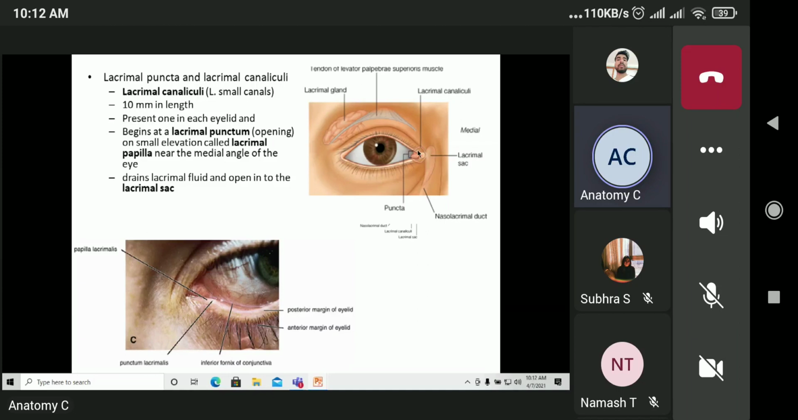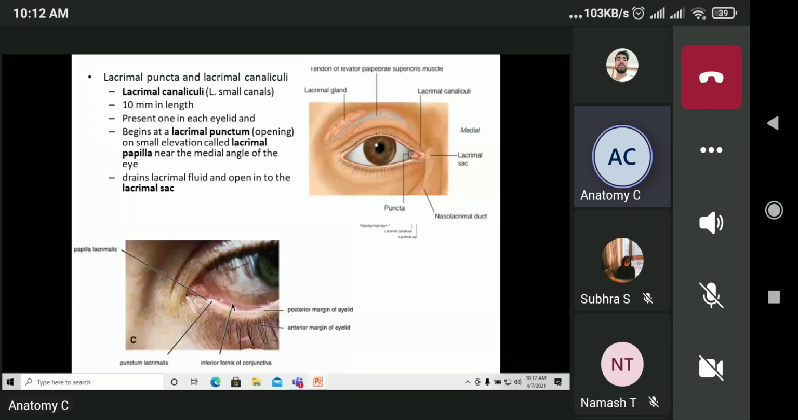So this is 10 mm in length, present in the eyelid, and begins at the lacrimal puncta, opening on a small elevation, the lacrimal papilla. If this is the lacrimal papilla, the lacrimal punctum is opening over here. Look at it. This is opening over here, near the medial angle of the eye. This is the medial angle of the eye. So this is the lacrimal punctum. It drains the lacrimal fluid and opens into the lacrimal sac.